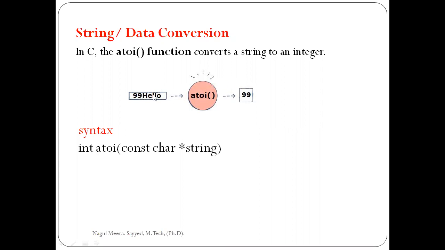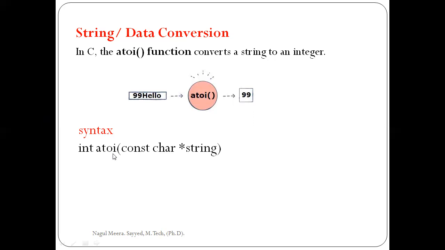So I am giving 99 hello. The ATOI function filters out the characters and prints only the digits, that is 99. So simply, the ATOI function is used to convert a string to an integer.